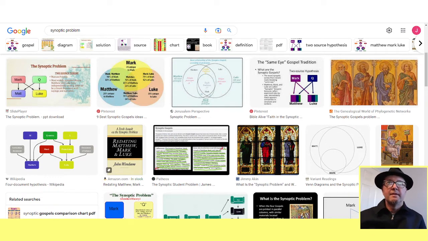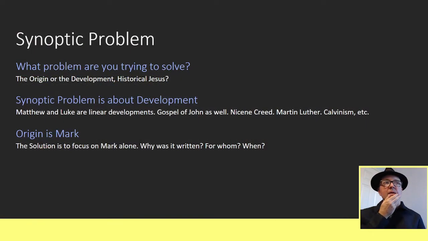But the first thing you want to think about is, what problem are we trying to solve? What problem are you trying to solve? Are you interested in the origin of the Christian religion? Are you interested in the development of the Christian religion? Do you just really want to know what's historical about Jesus and what's fiction, what's made up? So keep that in mind as you go through all these graphs and charts. What is the question you're trying to solve there?